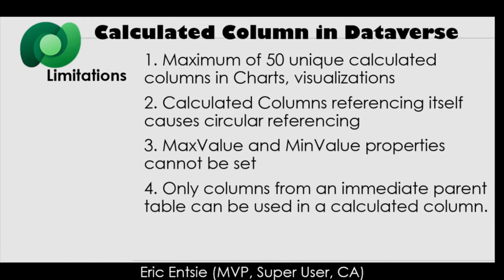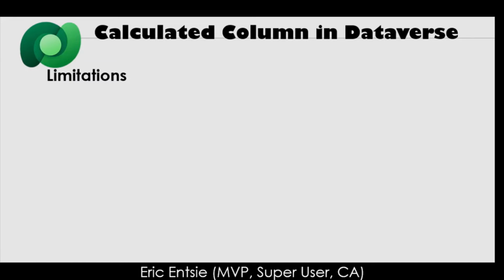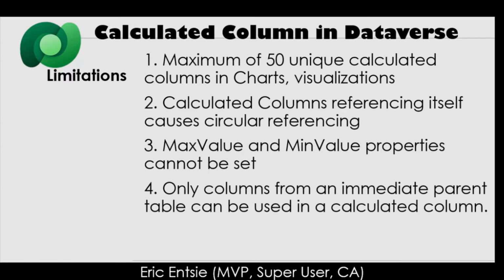But there are some limitations on the usage of calculated columns, and we need to be very much aware of it. One of them is that there's a maximum of 50 unique calculated columns that can be used in charts and visualizations as at the time of this recording of video. And then a calculated column cannot reference itself, because when you reference the same calculated column on itself, it results in circular referencing.